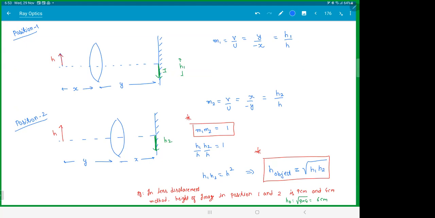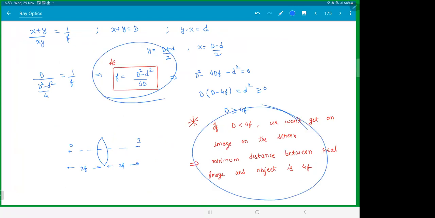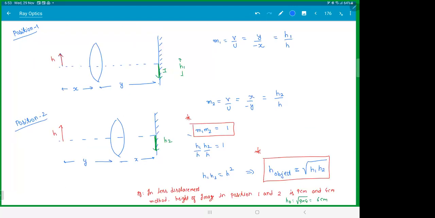So in this lens displacement method, these are the 4 important results. Focal length, minimum distance is 4f, magnification product is 1, height of the object is root h1 h2. These 4 results or 4 questions can be framed on this lens displacement method. Remember it. Quite important.